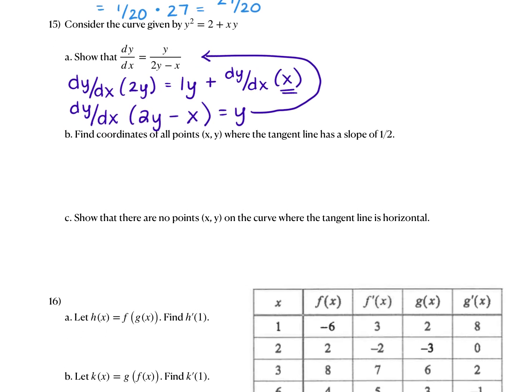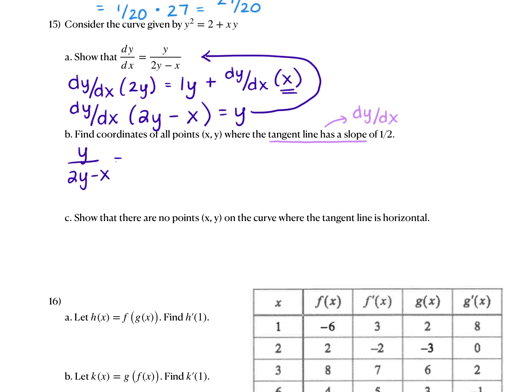Okay, so what I want you to notice here, it says find all the coordinates where the tangent line has a slope of 1/2. The tangent line slope, that is the derivative. So when you're looking at that and you're like, well, I don't know what to do with that, that's talking about a tangent line derivative, right? The tangent line slope is talking about a derivative, is what I should say there. So we have the derivative, right? We just found it. So my derivative is y over 2y minus x.